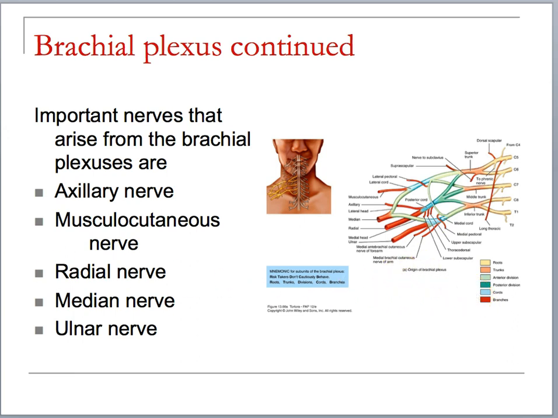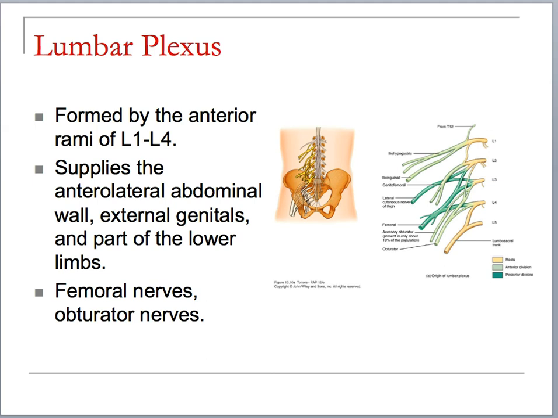Okay. As we move, notice we skipped over the lumbar part. We're going to move now down to the thoracic part. We're now going to move down to the lumbar part. And there's L1 through L4. And these are for the anterior lateral abdominal wall, as well as external genitalia and part of the lower limbs. Without worrying about what the femoral and obturator nerves are, these are, of course, the distinct lower portions of the body. If you think about, say, everything from your hips down.